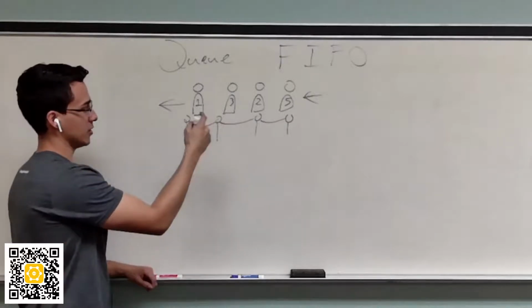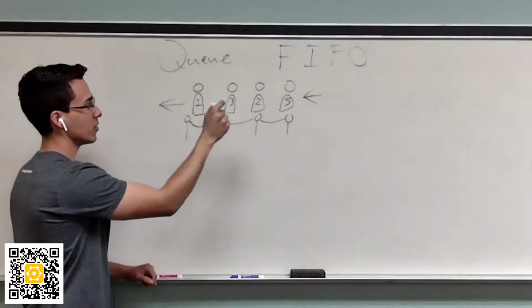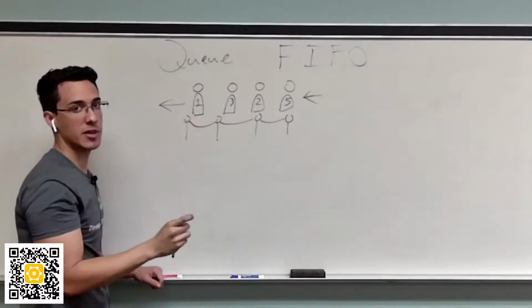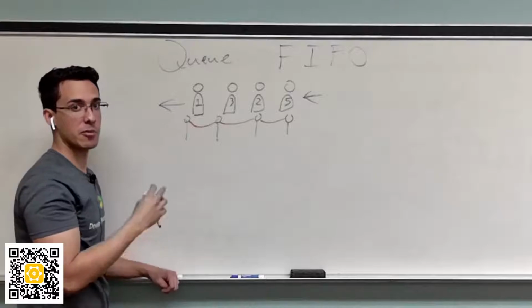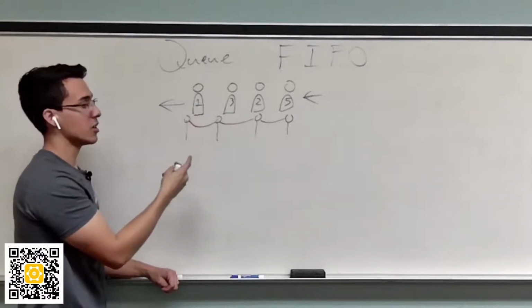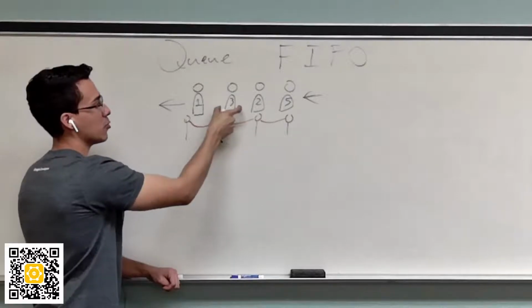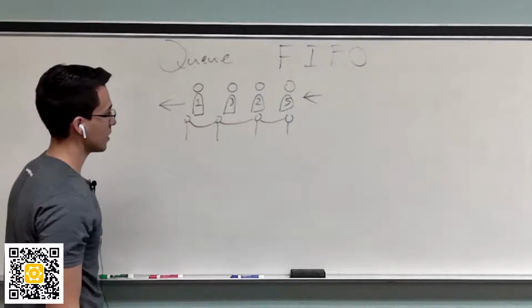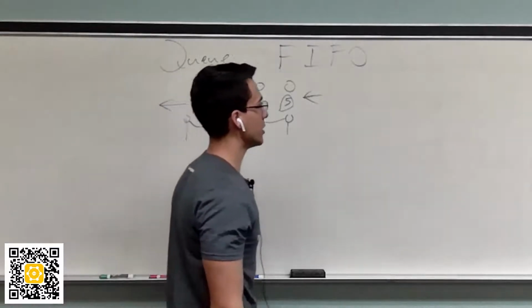So there's one entrance, and there's one exit, and they're different from each other. But in a stack, the entrance and the exit are the same. So if your path is blocked by another member, you have to wait until that member is out. Here you don't. You actually have to wait to get out for the people who came first. FIFO.